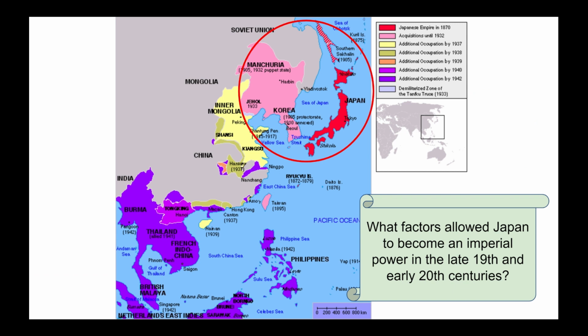Same thing here. Look at this map. What factors allowed Japan to become an imperial power in the late 19th and early 20th century? Think about it. Fill out your answer. What's unique about Japan that would allow it to do this?